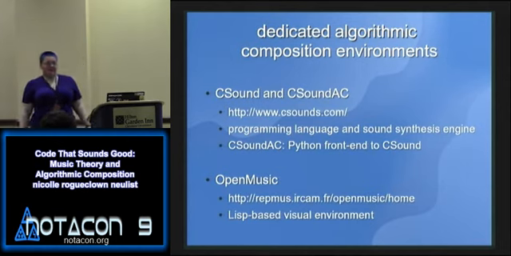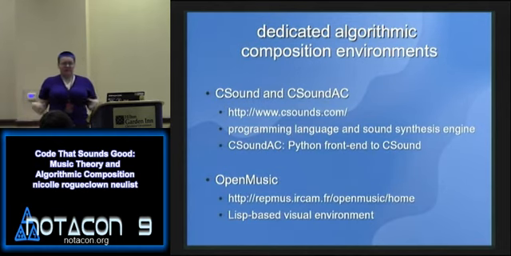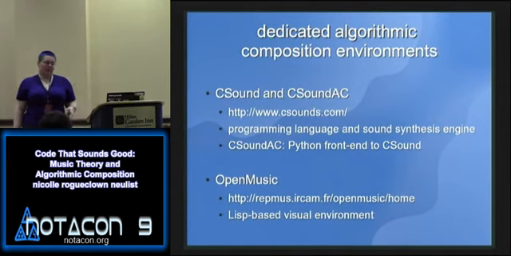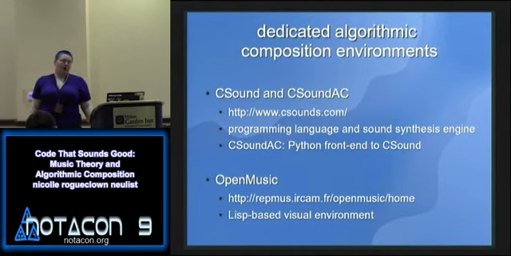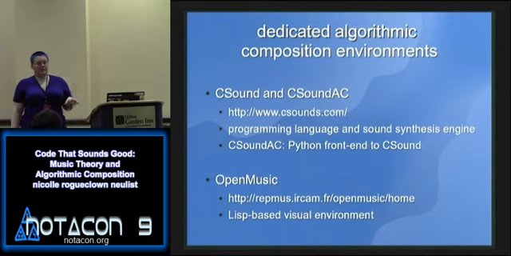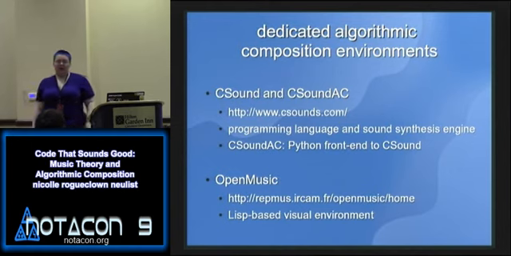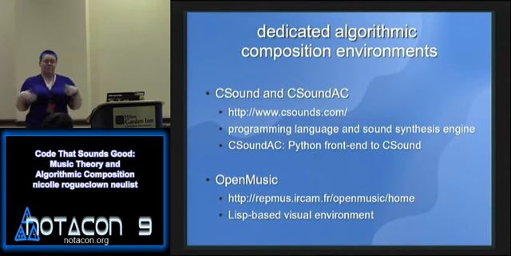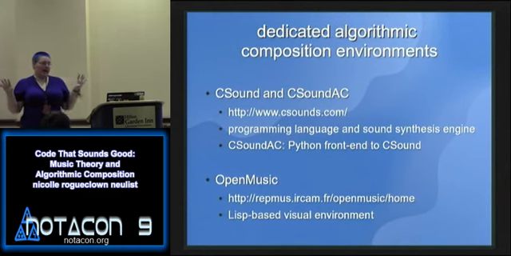CSound and CSound AC. CSound is a pretty popular open source music framework, and CSound AC is kind of a Python front end. It's called CSound because all the guts of the code are written in C. Open Music is a visual environment based on Lisp. I won't really be getting into visual music programming, but Pure Data is another one, and Open Music is sort of similar in the way it works with the visual patches and connections as Pure Data.